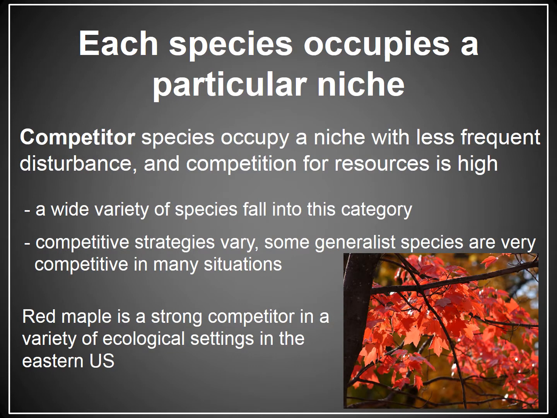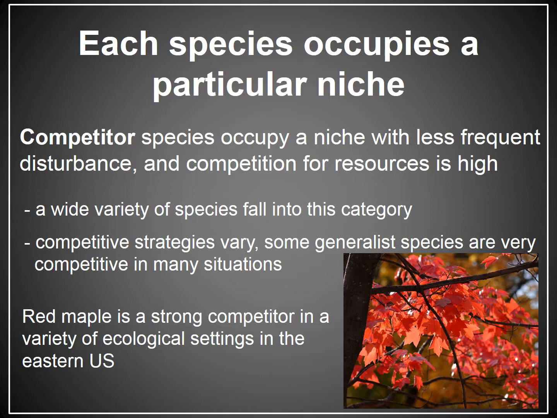Competitor species occupy a niche where disturbance is less frequent and competition for resources is really high. There are a whole lot of species that fall into this category. There are some species that are highly competitive in a variety of situations. In the eastern United States, red maple is a highly competitive generalist. It is a very common component to many forest communities in the eastern part of the country.